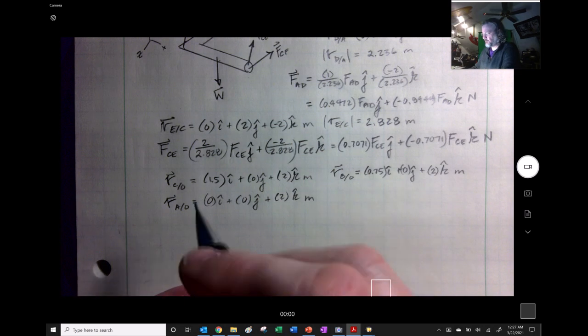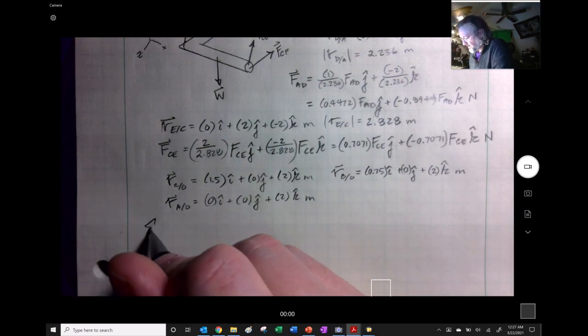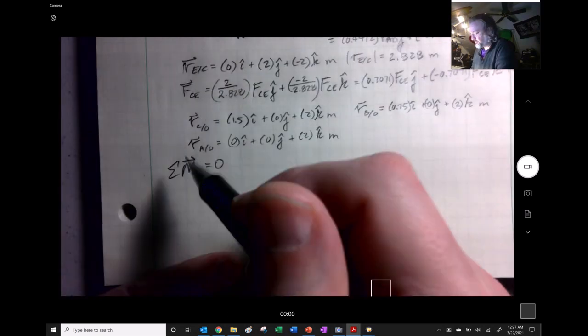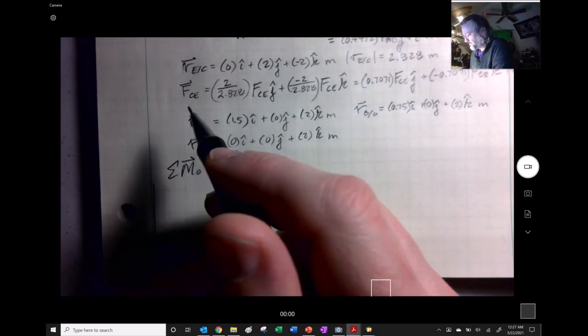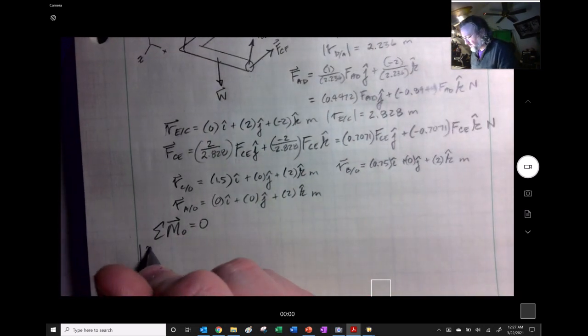12:30 at night. All right, so let's go through here. Sum of the moments about O as a vector equals 0. Shouldn't be too painful. Let's start with the first one here on the left.